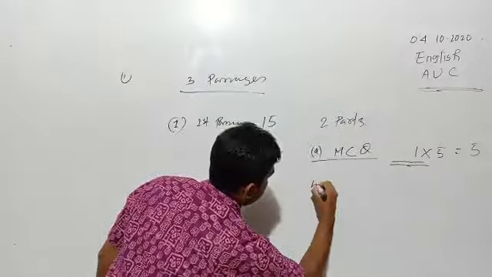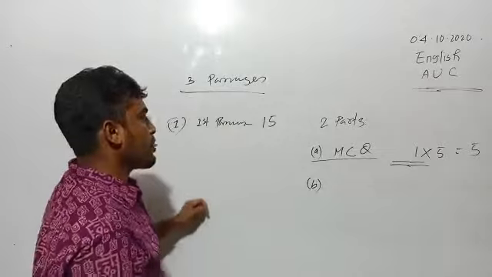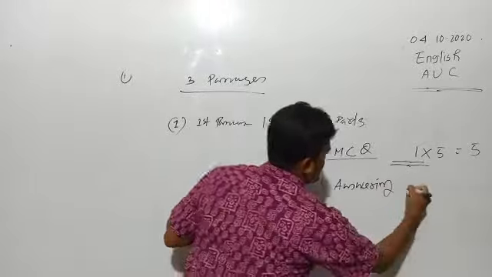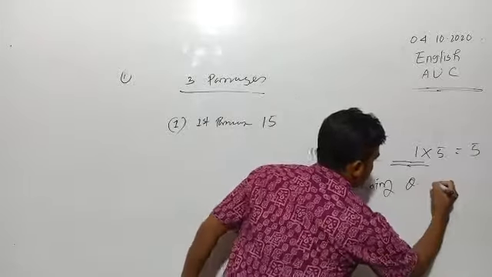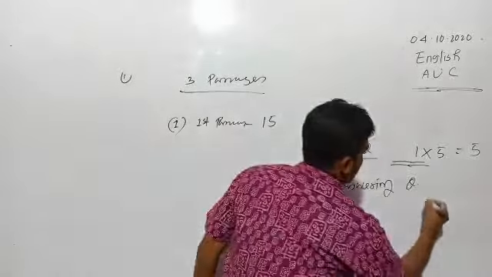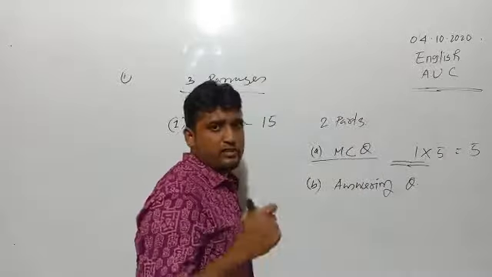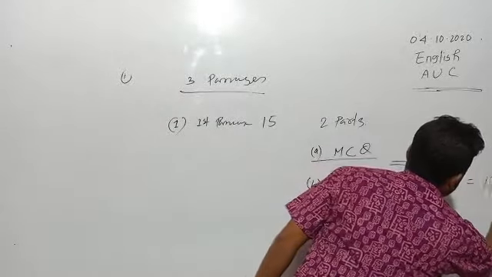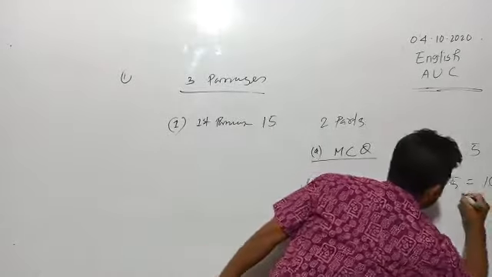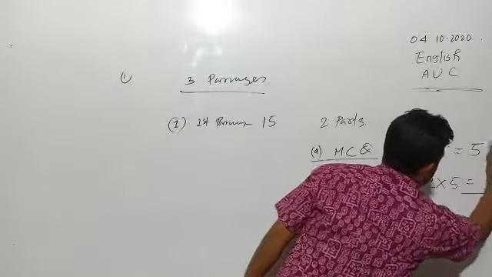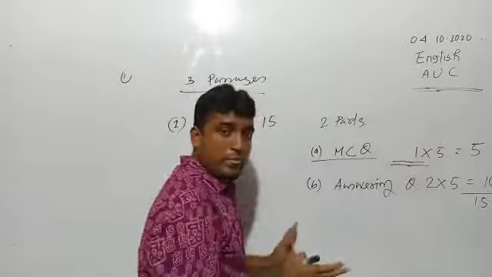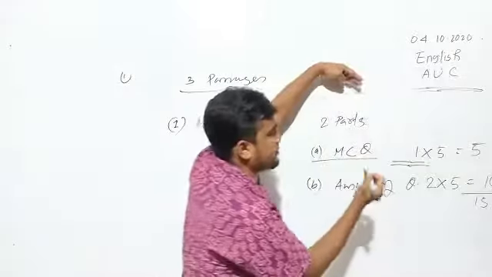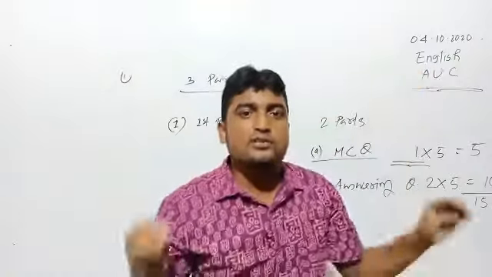And another part of first passage will be given the answering question, and 10 marks will be given for this topic, and each question will consist of 2 marks. 2 into 5 is equal to 10 marks. At the end of the first part we will get 15 marks. It's the complete marks of first passage, and first passage will be numbered only 15.